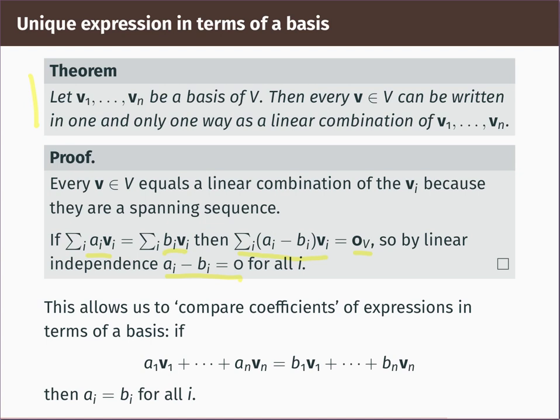So what this allows us to do is to generalize this idea of comparing coefficients, which I talked about for polynomials. If you have two linear combinations of basis vectors, then the coefficients of a given basis element must be the same on both sides of this equality. So if a linear combination a1v1 plus a2v2 and so on is equal to another linear combination b1v1 plus b2v2 and so on, then you can compare the coefficients, and those coefficients must be equal. So when v1 up to vn is a basis, that's what you can do.